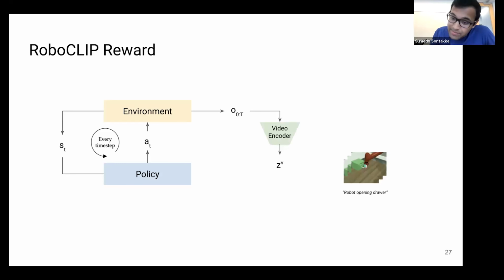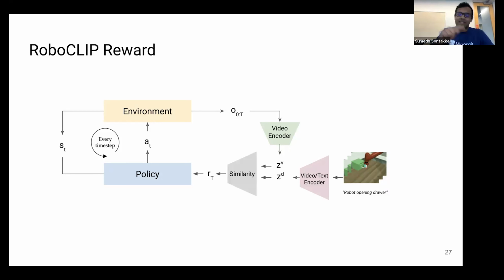And then you utilize maybe an expert demonstration of how to do that task in terms of a video, or a textual description of what you would like the robot to do. And you use this pre-trained clip model to generate a latent vector that encodes this task descriptor. And then you calculate the similarity score between the episode of interaction and the task description, and you obtain a scalar. And that's basically the reward that you get for the entire episode. And of course, this outer loop happens at the end of every episode.